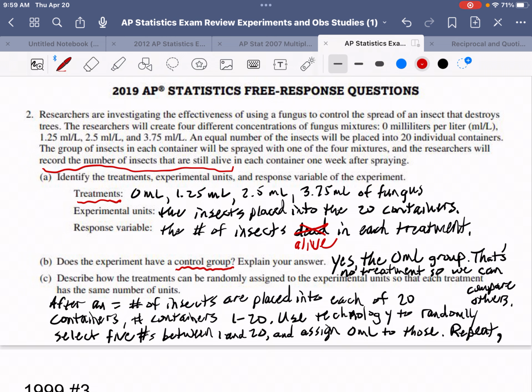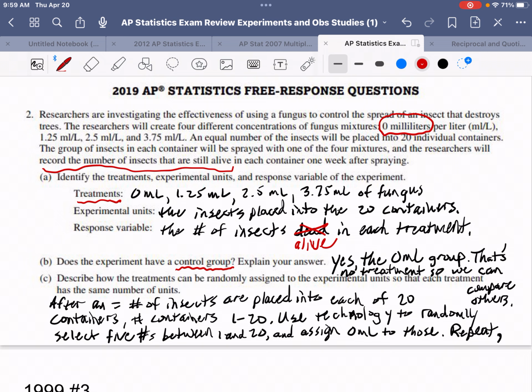Does the experiment have a control group? Yes, it does. It has the 0 mLs per liter group. So I said that's the control group. We can use that as the baseline to compare the other 3 levels of the fungus that were put in the containers. So we would compare the other 3 treatments to that one.